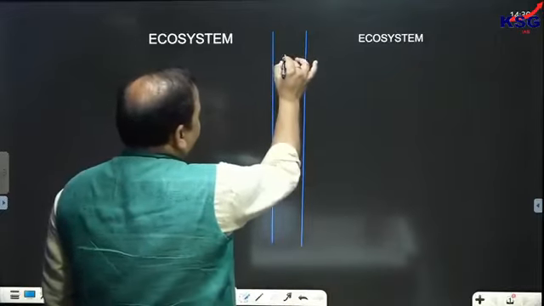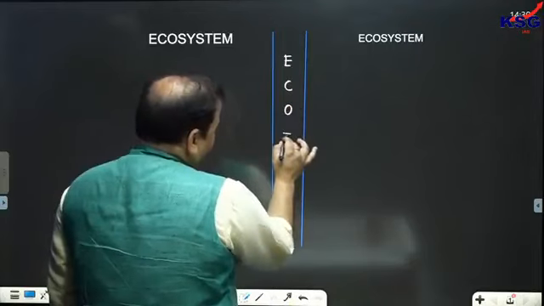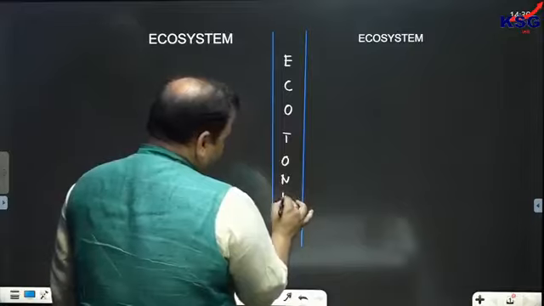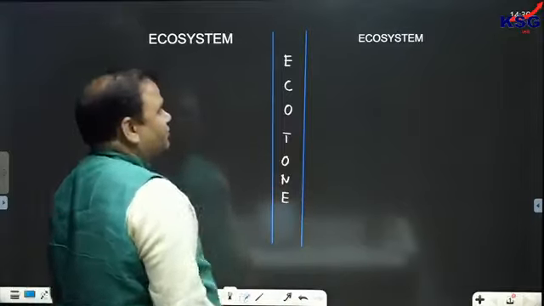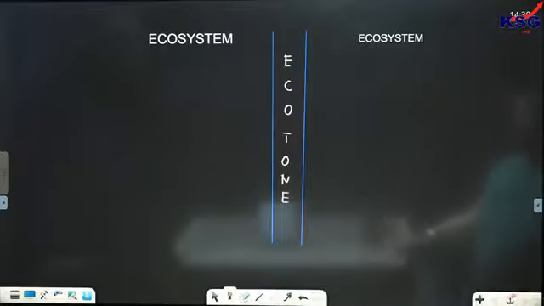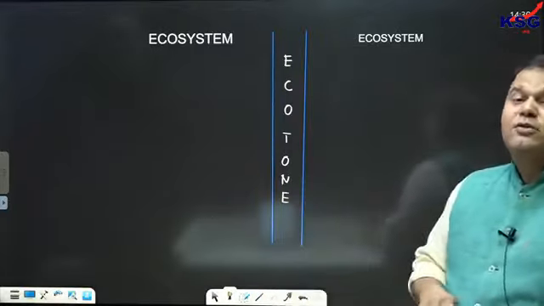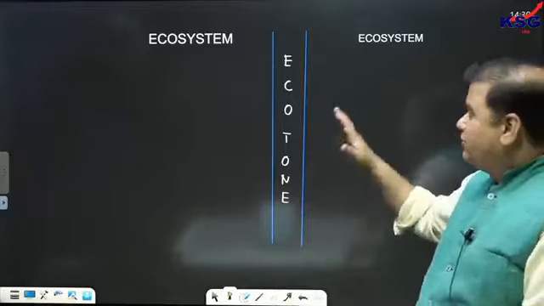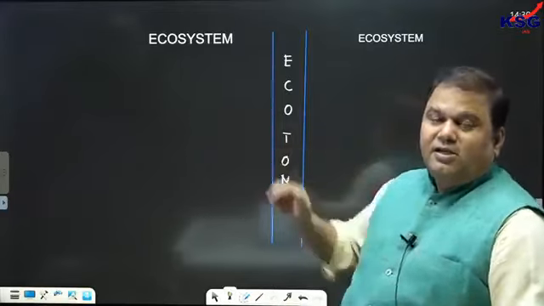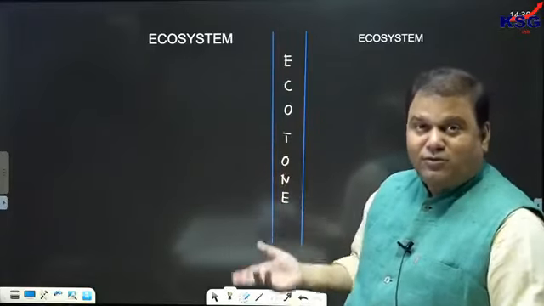This demarcation zone between two ecosystems would be referred to as what? It would be called ecotone. And it's not only the demarcation zone, it's also a zone of competition. And why zone of competition? Suppose this is your land and this is the sea. Now ecotone would be the mangrove areas, mangrove swamps would be called ecotone.